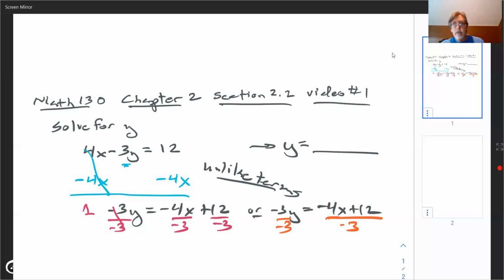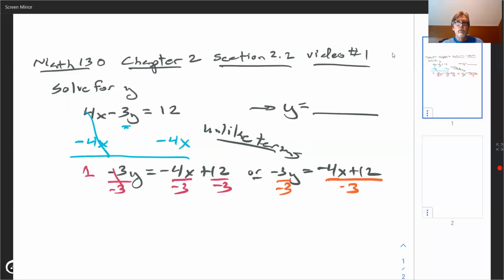I'll tell you, the one on the left is preferred because when we get into graphing equations, linear equations, it's a little bit easier to work with. So what we have is a -3 divided by -3 is 1y. And then on the other side, we've got -4 divided by -3, a double negative, they cancel, and you're left with +4/3, and I write the x to the side. And then finally, 12 divided by -3, it's a single negative, you get a -4 as a result.